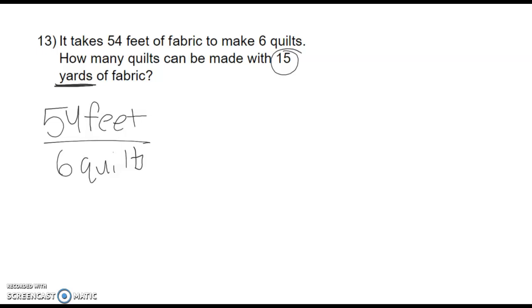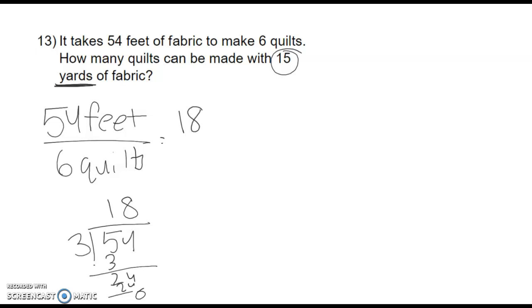So something that we're going to need to do is convert the 54 feet into yards. We know that there are 3 feet in a yard, so we're going to divide 54 divided by 3. 3 goes into 5 1 times. 3 times 1 is 3. Subtract, you get a 2. Bring down the 4. 3 goes into 24 8 times. 3 times 8 is 24, and that's exact. So this is actually 18 yards for 6 quilts.